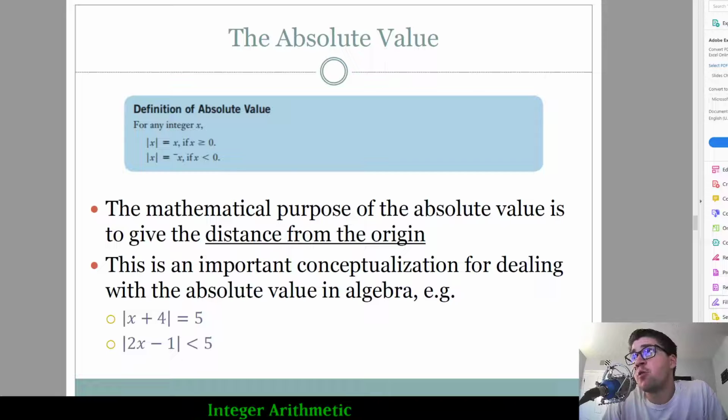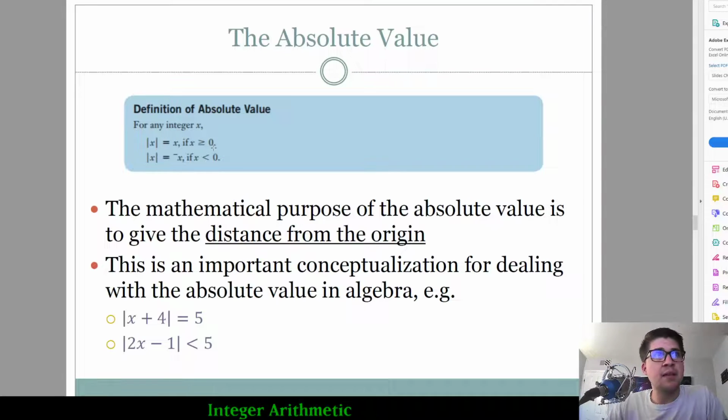Now, let's go ahead and just start with the definition of the absolute value because it may be different or contrary to how you're used to thinking about it. It says, for any integer value x, absolute value of x equals x if x is greater than or equal to 0, and absolute value of x equals negative x if x is less than 0. So this is a little bit of a weird way of thinking about an absolute value, but let's throw a couple numbers in here to try to make sense of it.